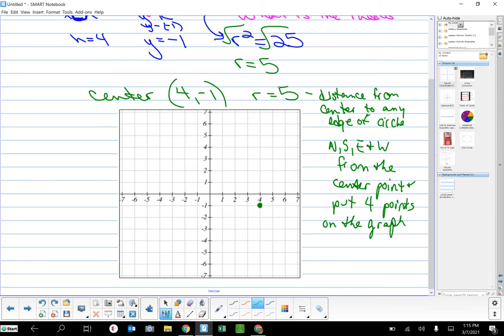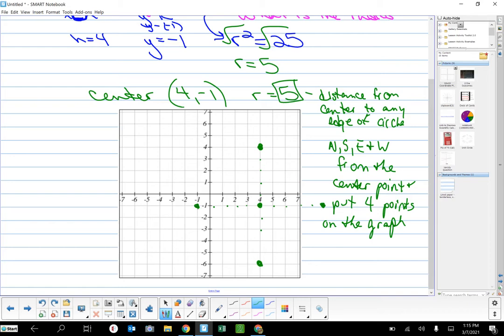So I'm going to go 5 units north. 1, 2, 3, 4, 5. So I'm going to have one here. 1, 2, 3, 4, 5. That goes off the graph. 1, 2, 3, 4, 5. See how close I was with that one on the right. 1, 2, 3, 4, 5.